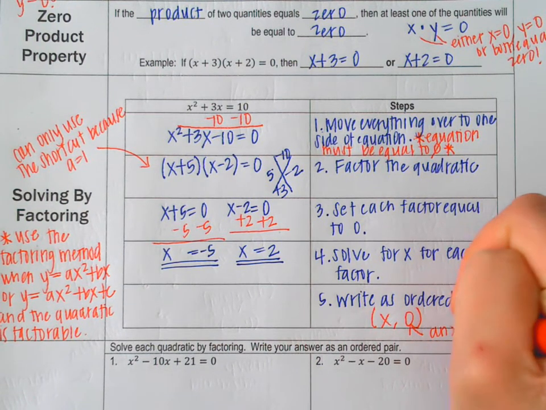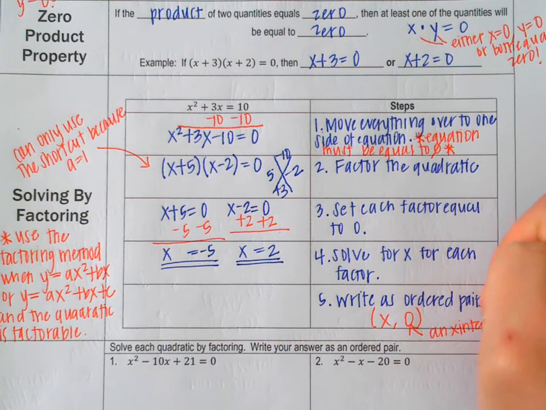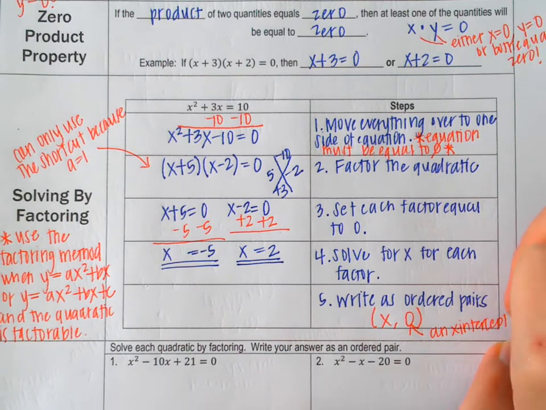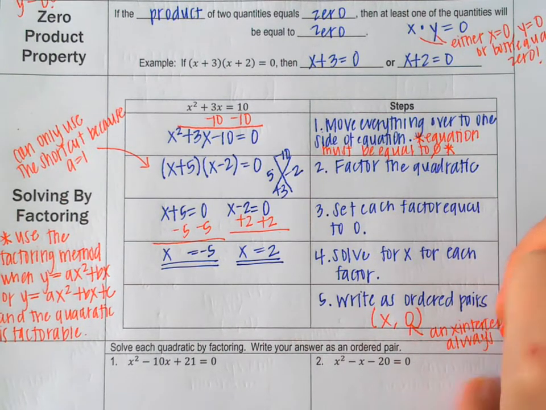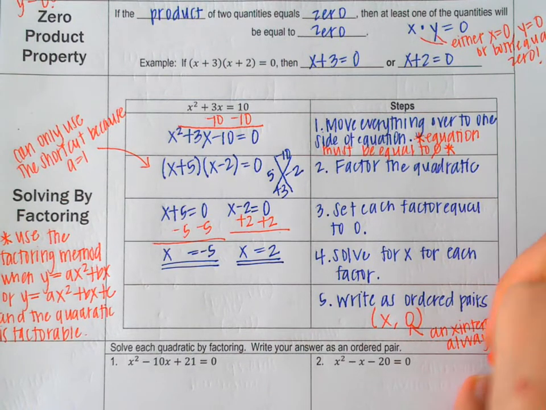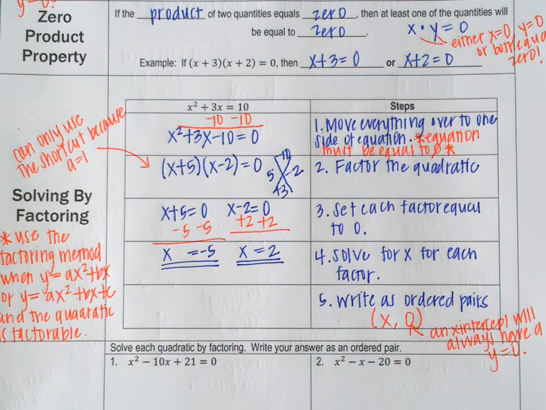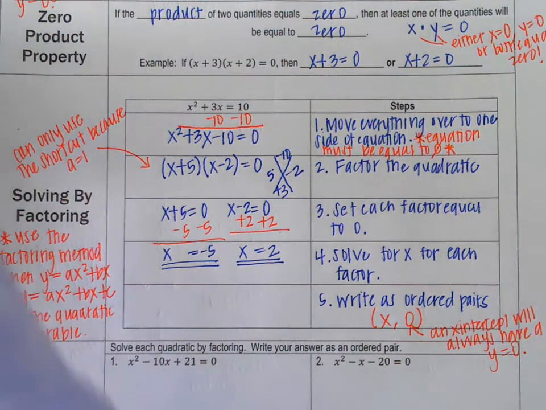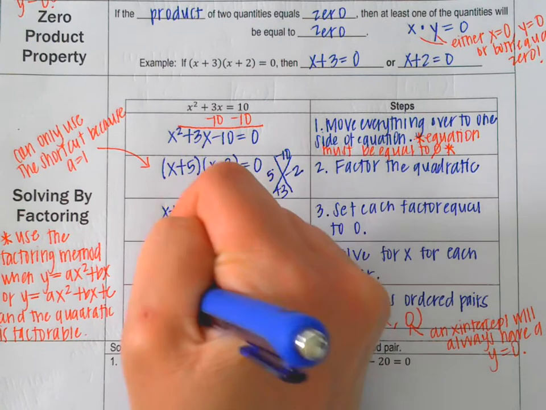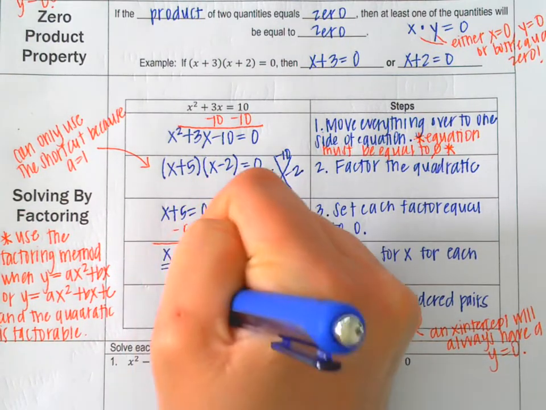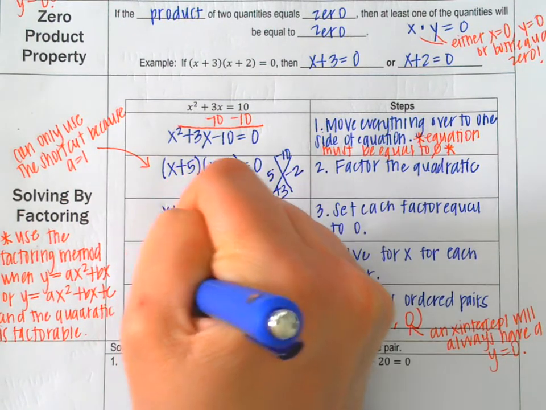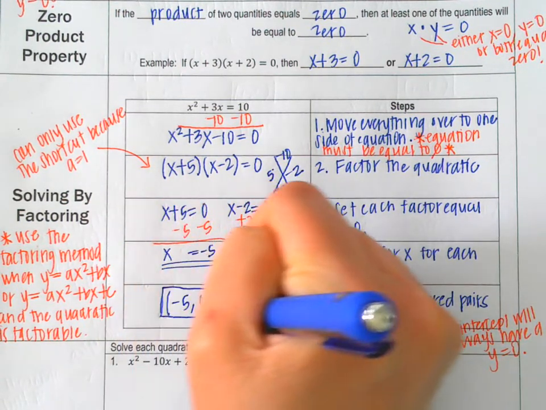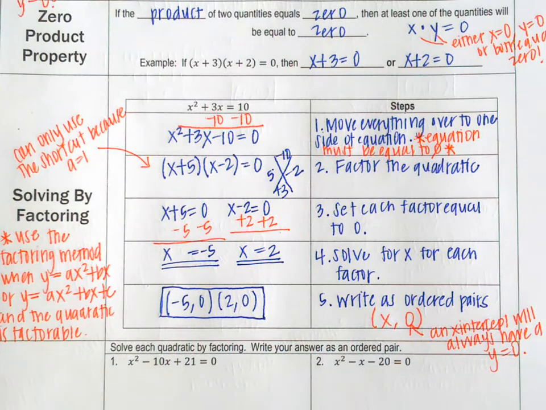So an x-intercept will always have a y value equal to 0. So when we write our solutions here, we have two different ones. So it tells me that it's going to cross at -5, 0, and then at 2, 0. And that is it. That's my solutions.